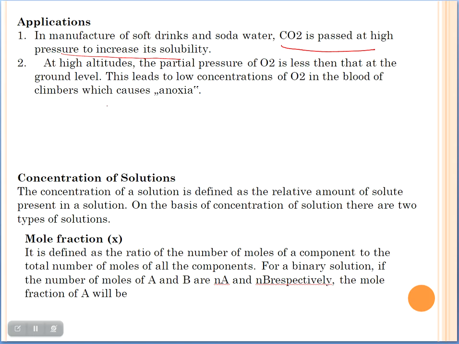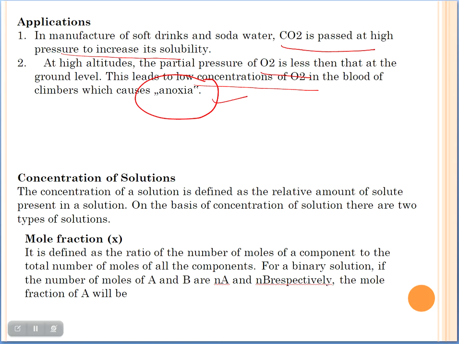And the second one is, at higher altitudes, the pressure of O2 is less. We know that as we go upwards, the O2 level is less, and this leads to low concentration of O2, the condition which leads to anoxia. This is the disease which occurs at high altitude due to the deficiency of oxygen.